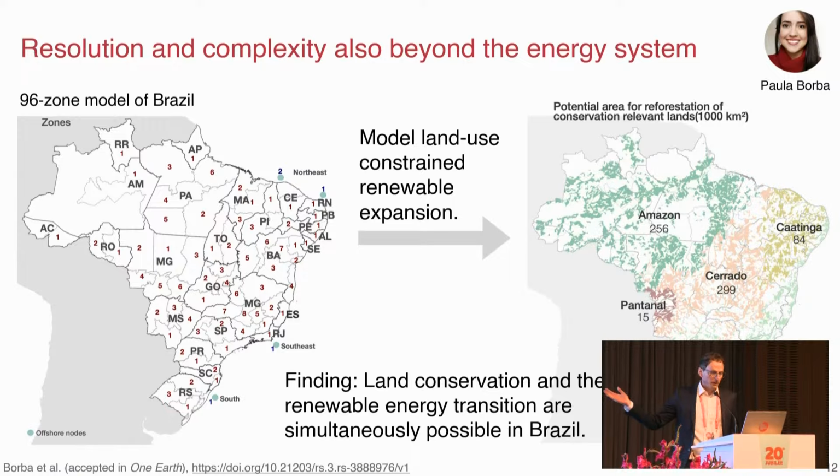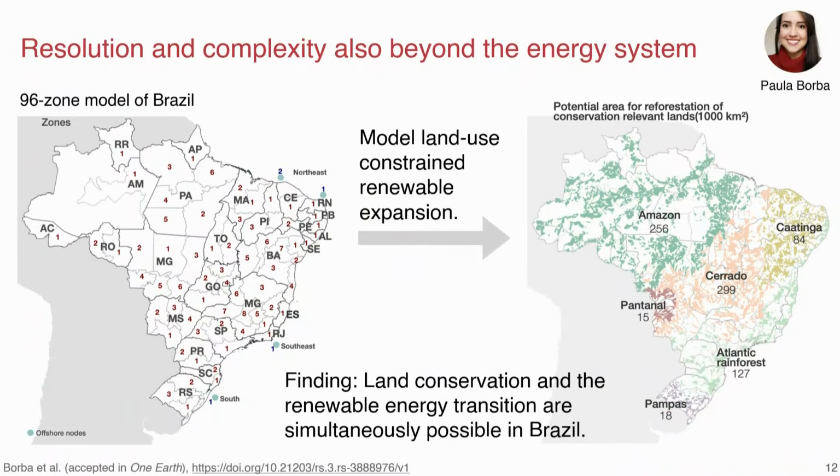So in this example here, this is work led by Paula Borba, who was a visiting PhD in my group. She's now working at the Brazilian Institute for Space Research, and she built a high-resolution energy system model of Brazil, and then she coupled this with a detailed land use analysis to show that land conservation and a fully renewable Brazil are actually compatible, and they're even synergistic by shifting land away from biofuels and allowing reforestation of conservation-relevant lands.